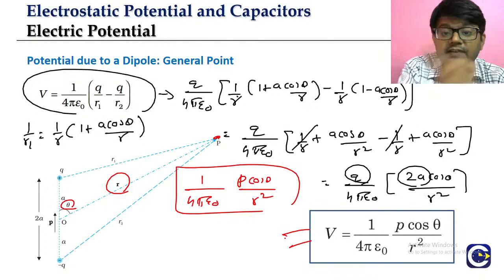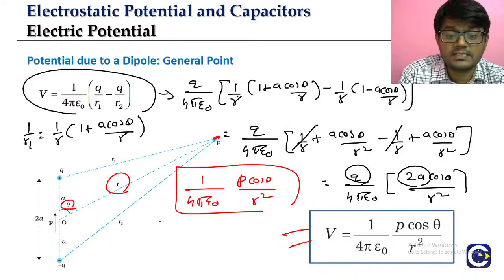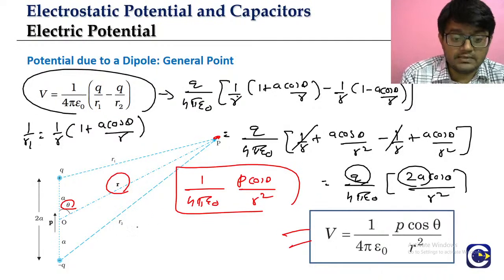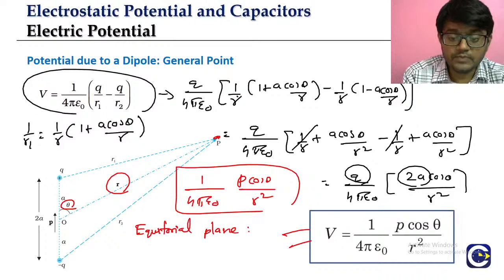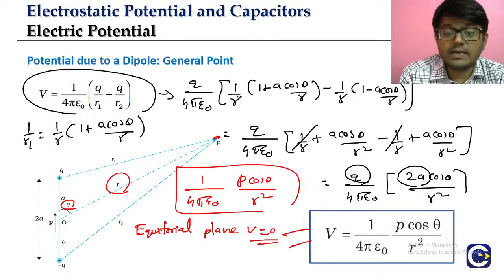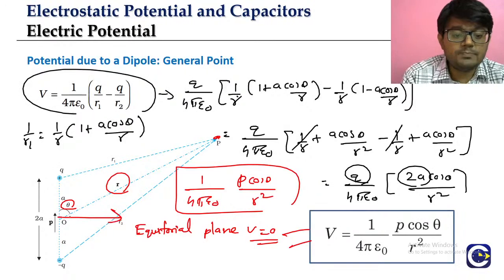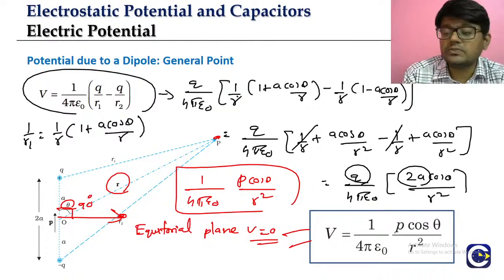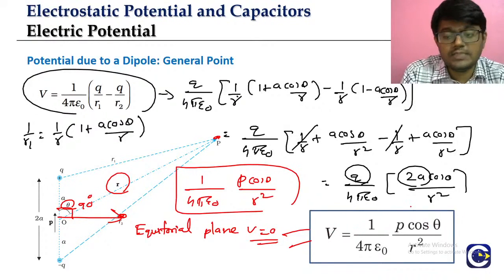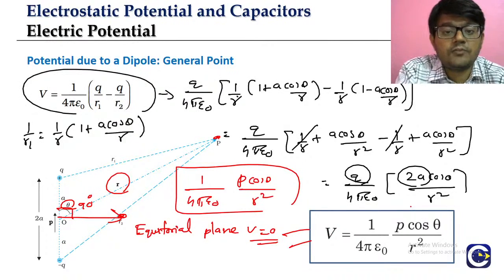We can verify the previous results also, the potential at a point on the axial line and the potential at a point on the equatorial plane. On the equatorial plane, the conclusion we had was that the potential at any point will be 0. The equatorial point is perpendicular to the axis, which means theta will be 90. So substituting theta 90 in the formula, cos 90 is 0, so V will become 0.